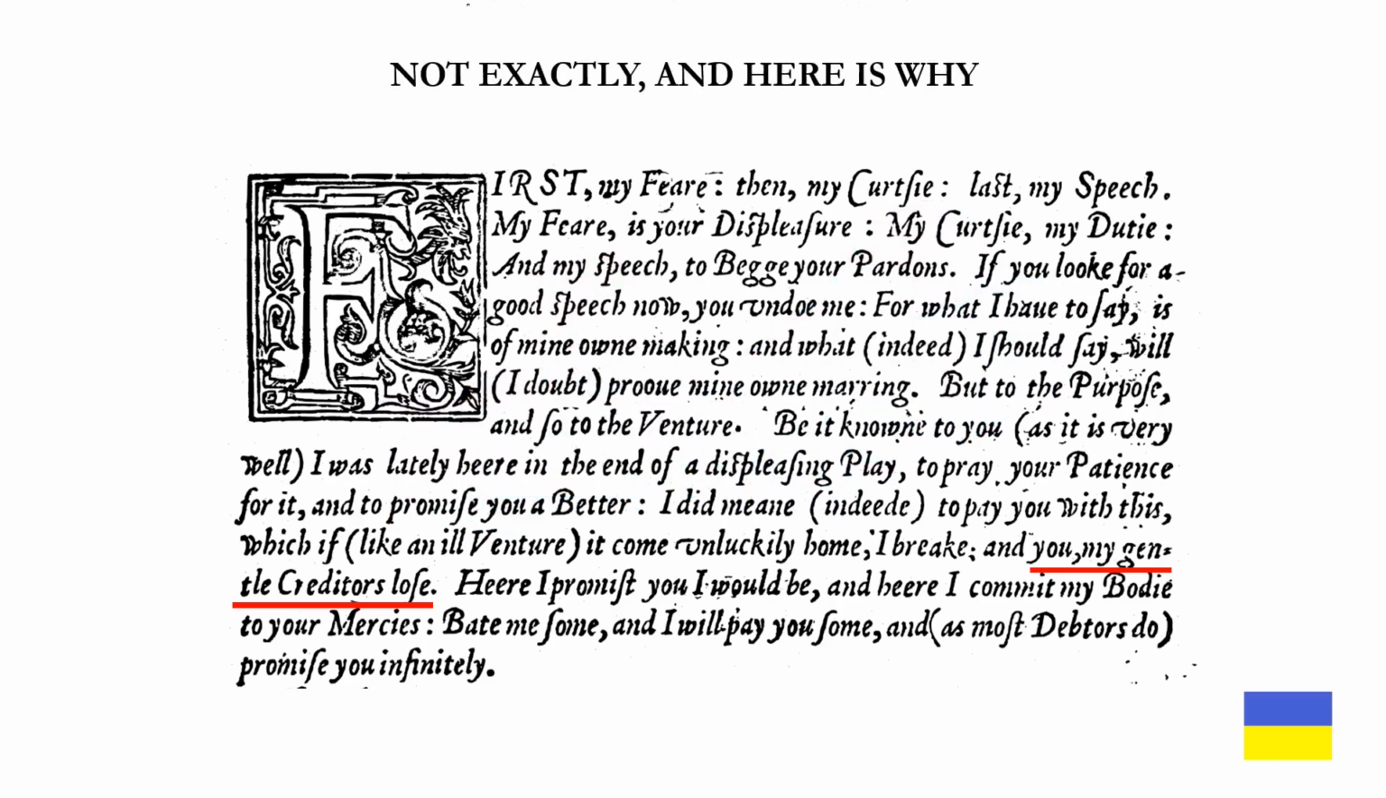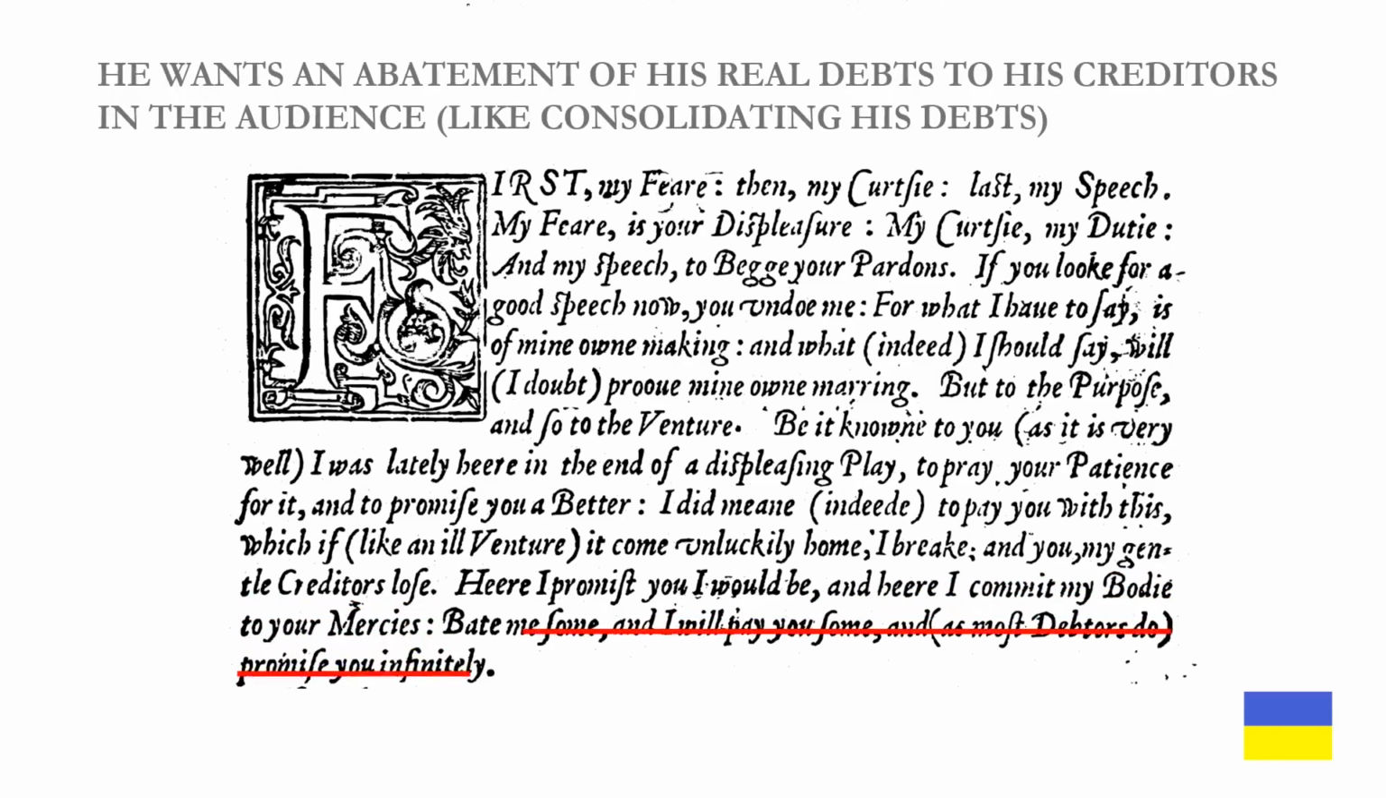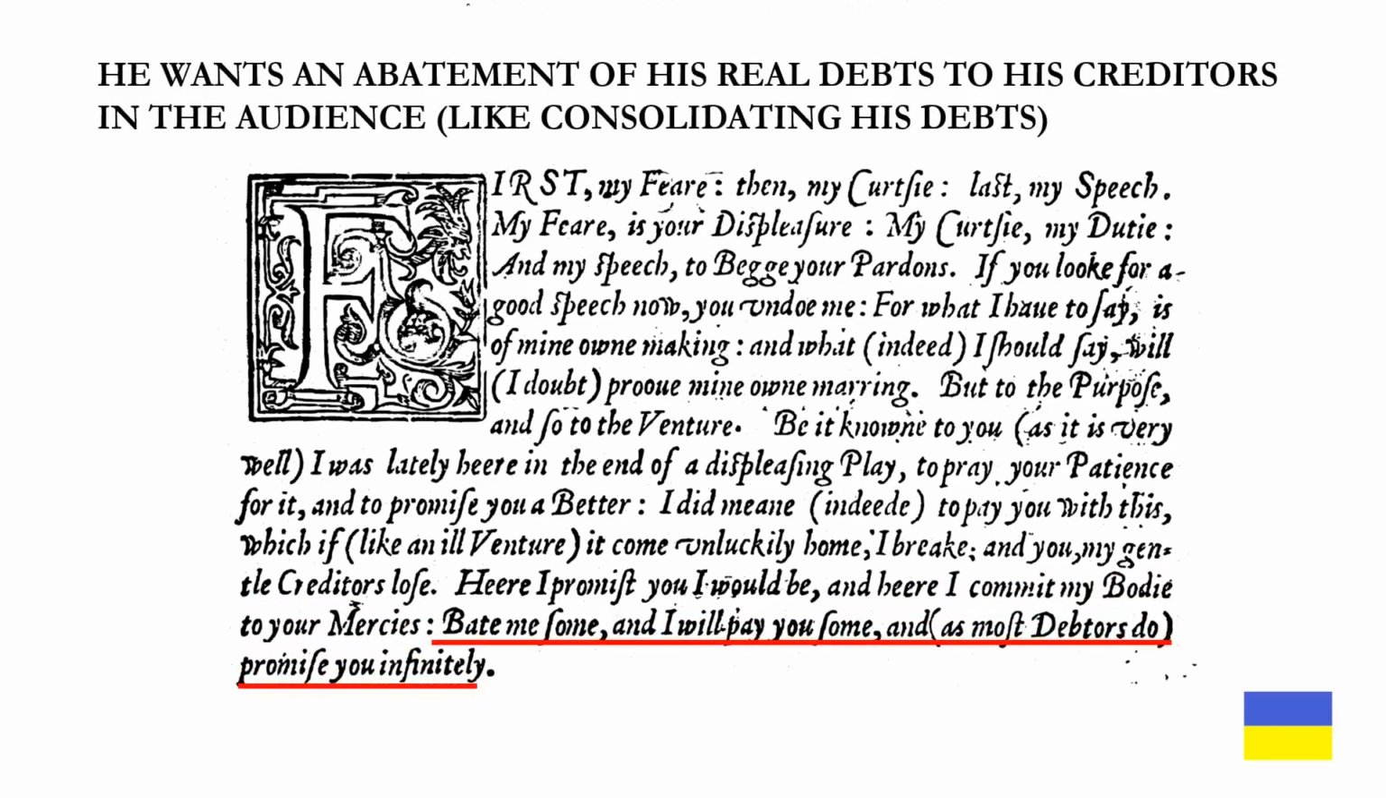Not exactly, and here's why. It's located in the last part of the sentence, in the paragraph. "Bate me some and I will pay you some, and, as most debtors do, promise you infinitely." He wants an abatement of his real debts to his creditors in the audience. This is like consolidating his debts if you were insolvent or bankrupt.